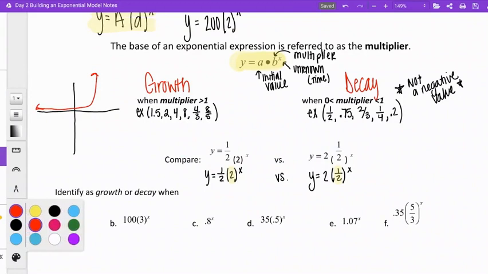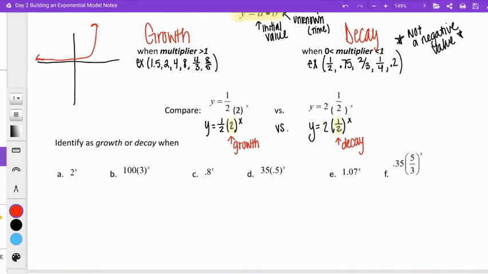So because our multiplier is 2 in this example, this is going to be a growth, right? It's bigger than 1. And because this multiplier is 1/2, this is going to be a decay. It's still positive, right? It's not a negative value, but it is less than 1. Therefore, your data is decaying, right? So let's take a look at examples A through F, right?